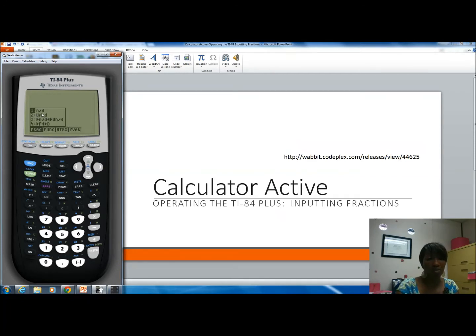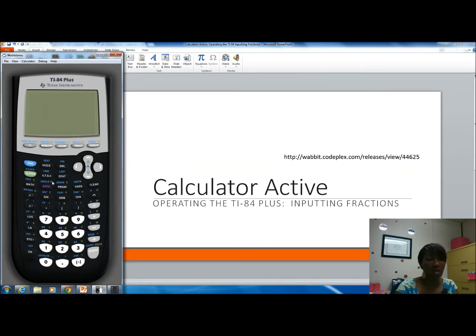So number 1 is a simple fraction, number 2 is the mixed number, number 3 we can change a simple fraction to a mixed number, and then number 4 we can change fraction to decimal and vice versa. And that same number 3 is vice versa too. We can change the mixed number to a simple fraction. Okay, that's one way to access that.